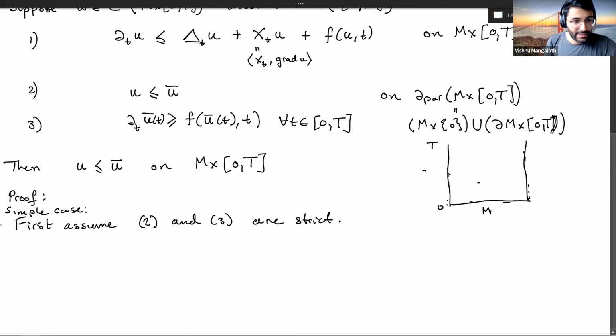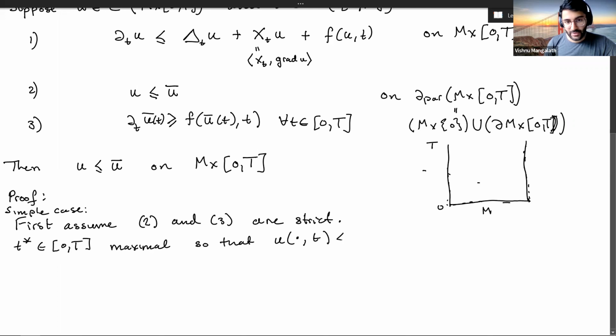So then we can take t star to be in (0, T), maximal, so that we have this inequality holding: u(x, t) is less than or equal to u bar of t for all t in (0, t star). Then, because inequality 2 is now a strict inequality, we know that t star is greater than 0.